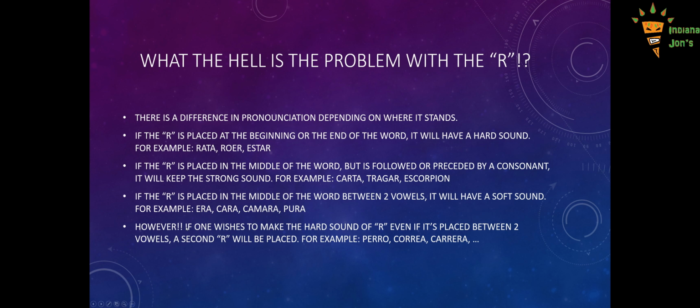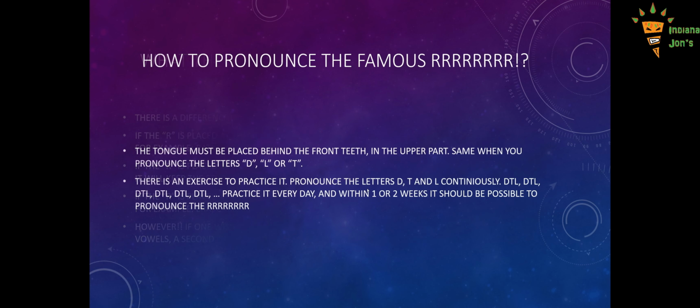However, what would happen if one wanted to make this R sound strongly here? If that's what you want, a second R will be placed. For example, perro, correa, carrera. You can see this word has a double R and then a simple, or single, R. So this one will be a hard or strong pronunciation R, and this one will be a soft one, carrera. So that's what there is with the R.